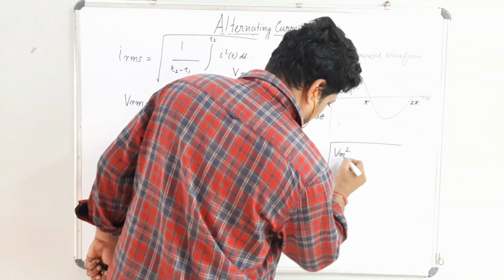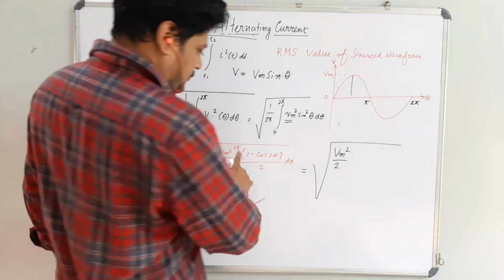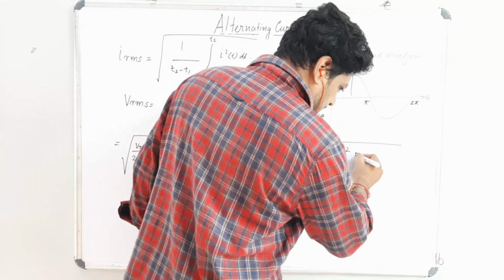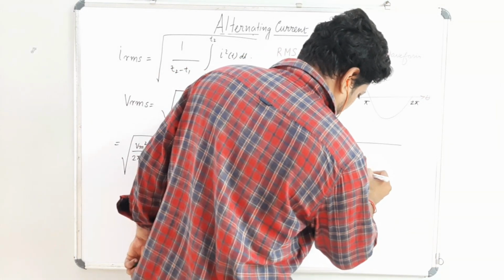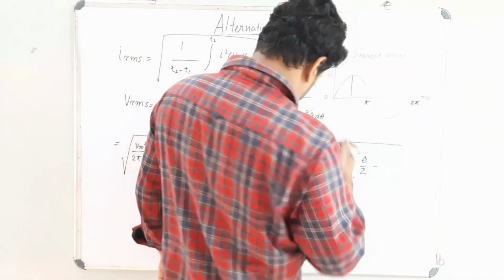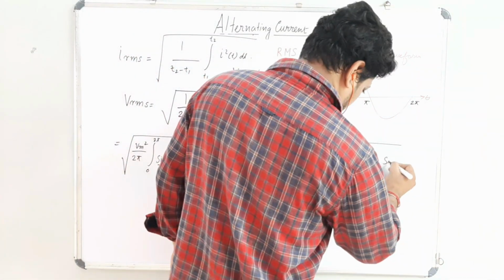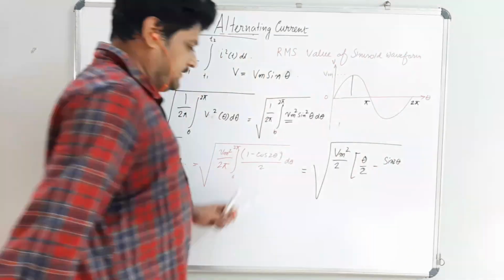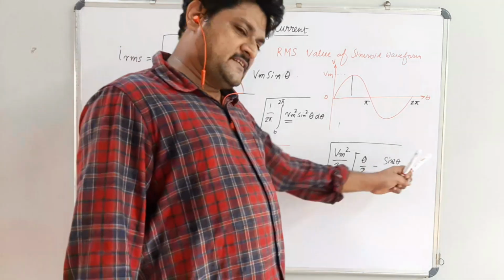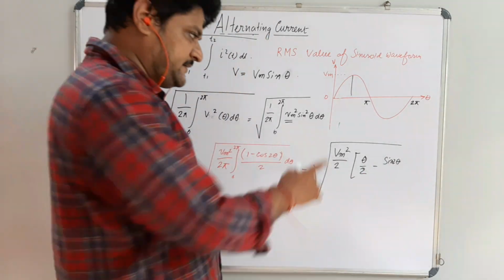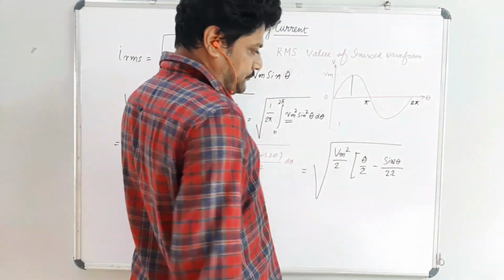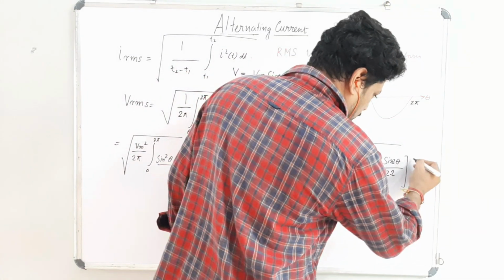Vm square by 2 pi is as it is. Keep the 1 by 2, and d theta by 2, that is nothing but theta by 2, since integration of d theta is theta, minus integration of cos 2 theta. It is not cos theta; if it is cos theta, then its integration is sine theta. As it is cos 2 theta, its integration is sine 2 theta by 2, and previously 2 is present over there, so 2 into 2, and the limit is 0 to 2 pi.